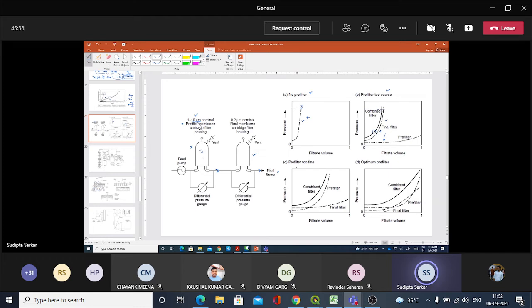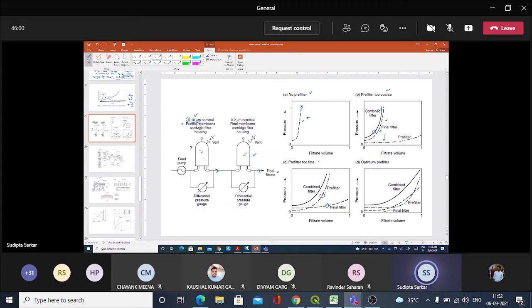Okay? So if you put the pre-filter here, which is fine, that means you have, let's say, 1 micron of this thing. So your pre-filter will choke first than your final filter. So this is your final filter.